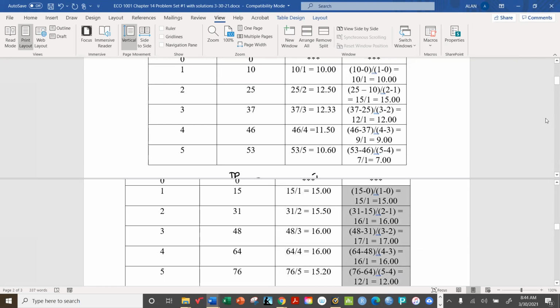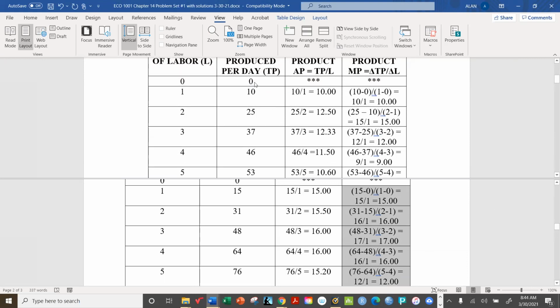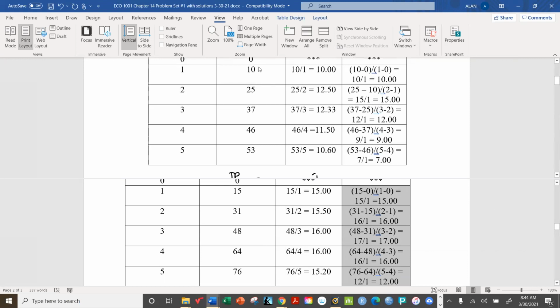The calculations haven't changed, but what has really changed more than anything else is, if you look at the total product column over here, you can see the numbers are significantly higher. 10 versus 15, for example, 25 versus 31, 37 versus 48. And so you can see the reason why this is happening is because the machines are more efficient. They're just faster. They went out and bought the newest version of the espresso machines, which can make the espressos a lot faster than the old machines.